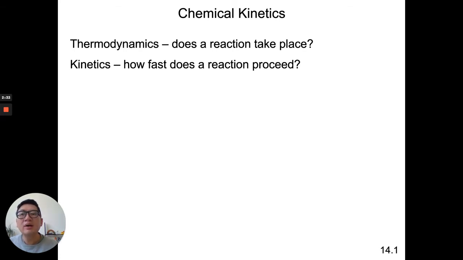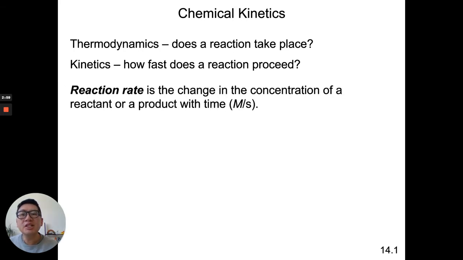Okay, so thermodynamics, the previous chapter, tells us, does a reaction take place? This chapter is kinetics. How fast does this reaction take place? So thermodynamics, there's actually more of it in a later chapter, but does a reaction occur? This chapter is not about whether it occurs. We're assuming it occurs. It's just how fast. Is it a slow reaction, a fast reaction? By the way, how can we speed it up or slow it down?